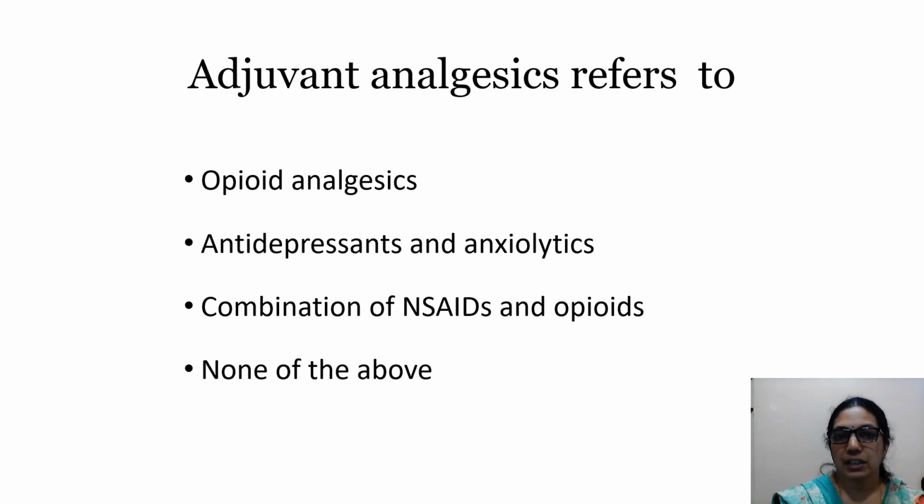Next is: adjuvant analgesics refers to? Actually, analgesics refers to some NSAIDs and opiate analgesics. Okay, adjuvant analgesics refers to what? Opiate analgesics, or antidepressants and anxiolytics, or a combination of NSAIDs and opiates, or none of the above. So which one is referred to as the adjuvant analgesics?